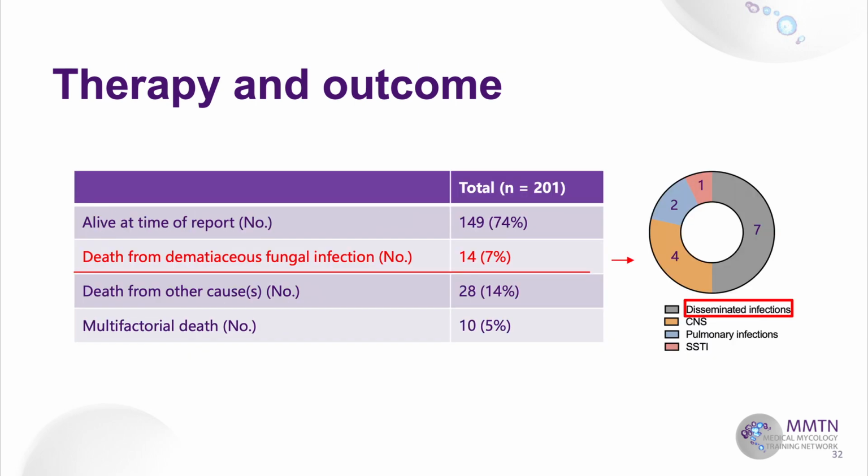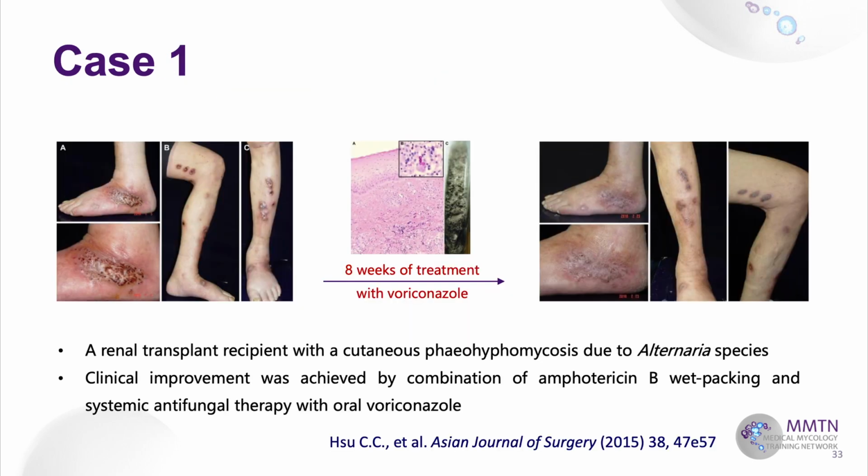Even with the therapy received, the death rate of patients with dematiaceous fungal infection is still nearly 7%. If we look at the death cases, most were with disseminated infection, central nervous system infection, and pulmonary infection. The SSTI death rate is relatively low.